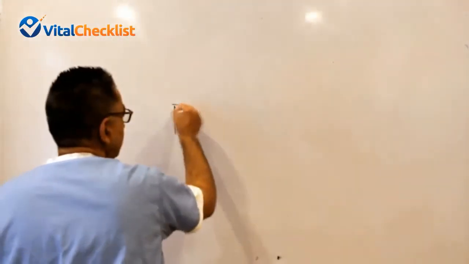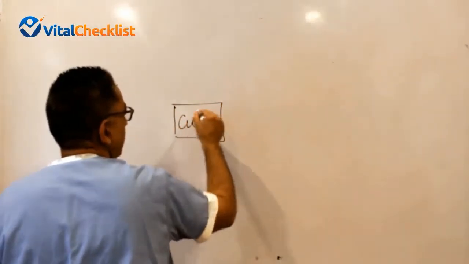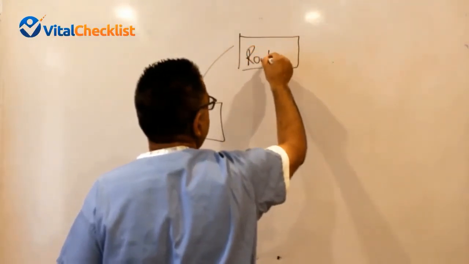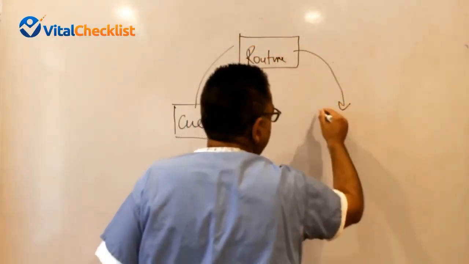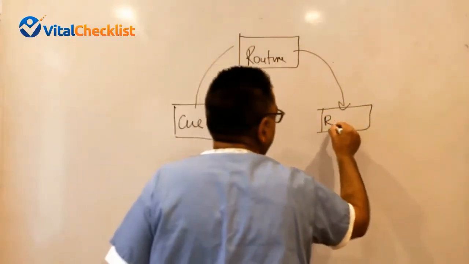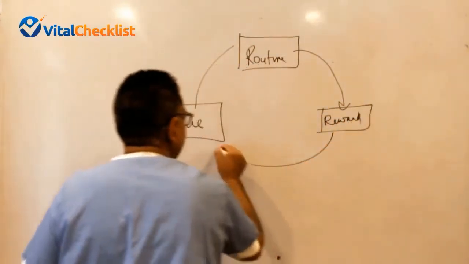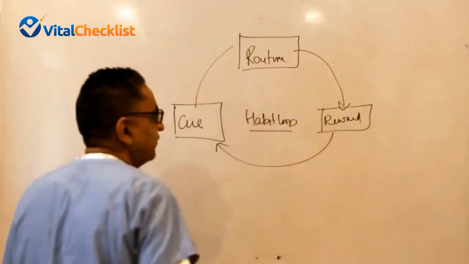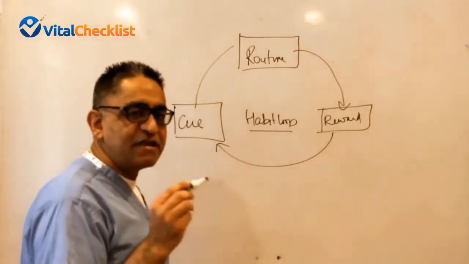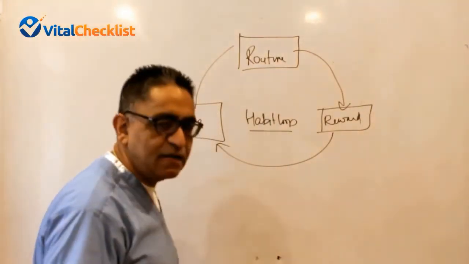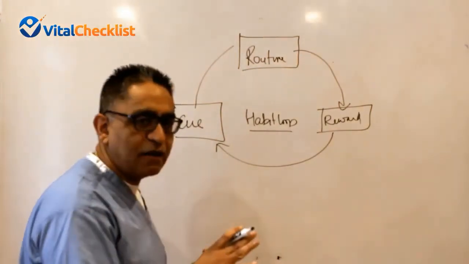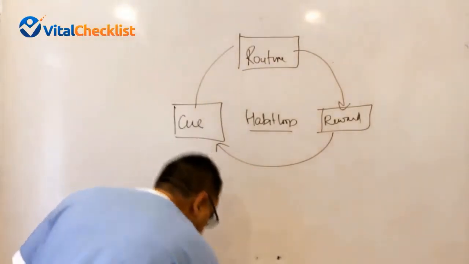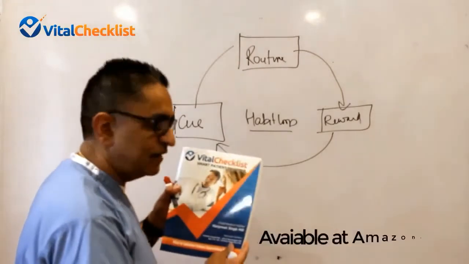In his book, he mentions the word cue or trigger, and then he mentions the word routine, and then he mentions the word reward, and he calls this a habit loop. Now, he gives a famous example of Pepsodent toothpaste and Febreze, which you can read in his book, but I'm going to help you change the patient's habits. That was the first concept which I read, which I have mentioned in my book, Vital Checklist.